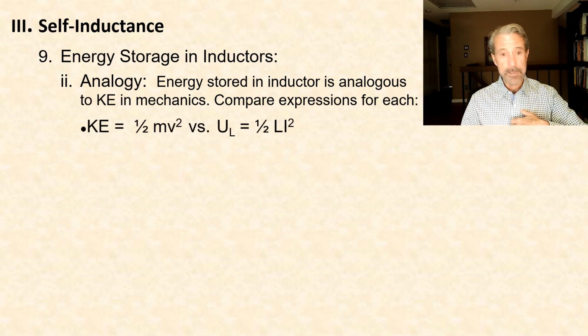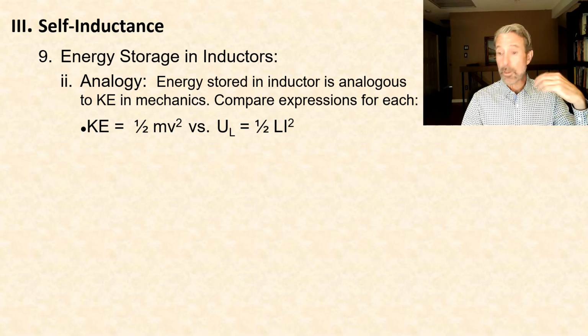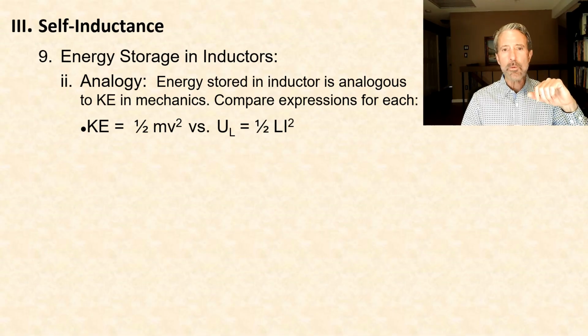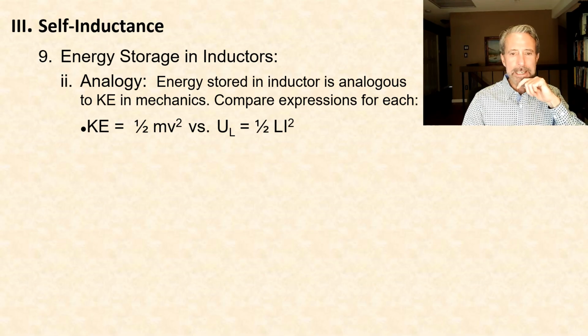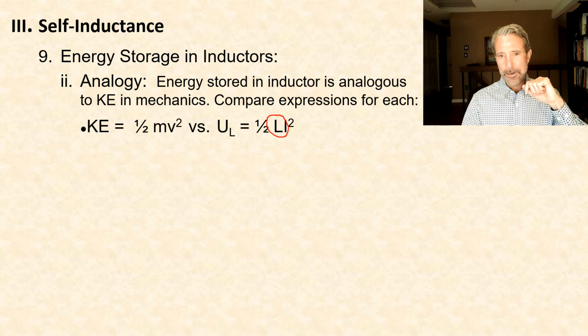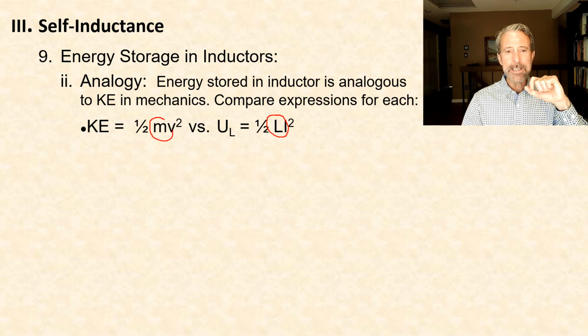So let's start by looking at the energy expressions for each. Here we have our expression for kinetic energy as well as the expression we just derived for magnetic potential energy. And when we look at these energy expressions, hopefully you can see that the expression for self-inductance here, in magnetic potential energy, has its counterpart here in the expression of mass for kinetic energy.